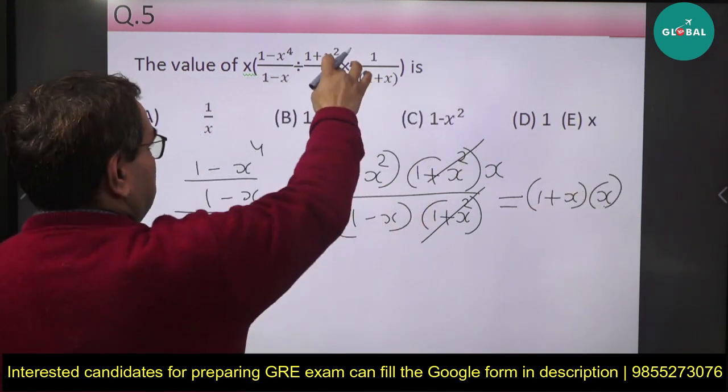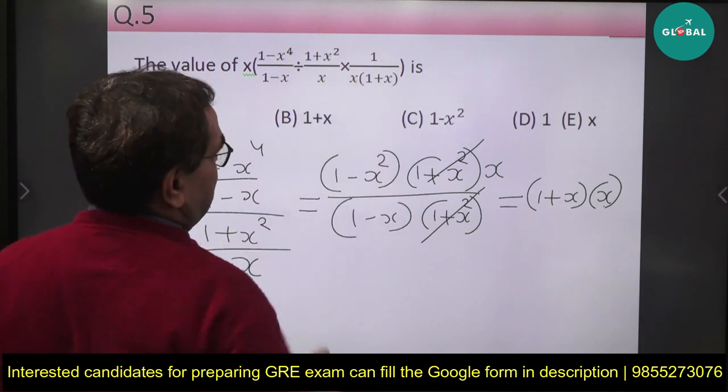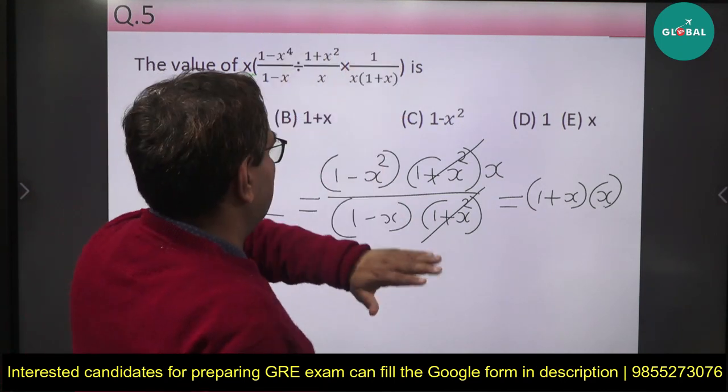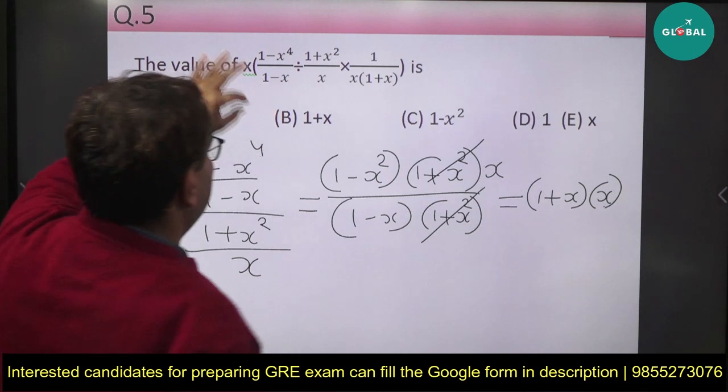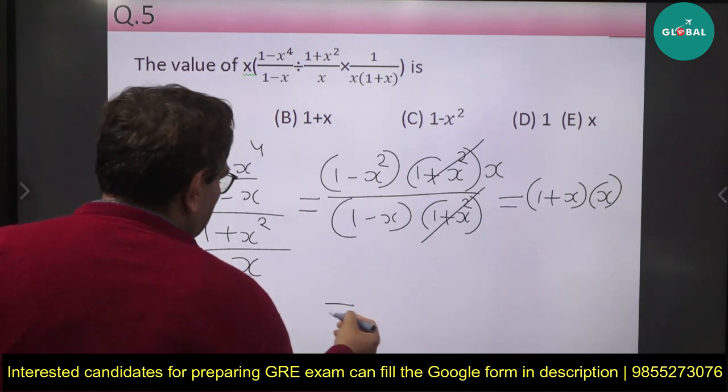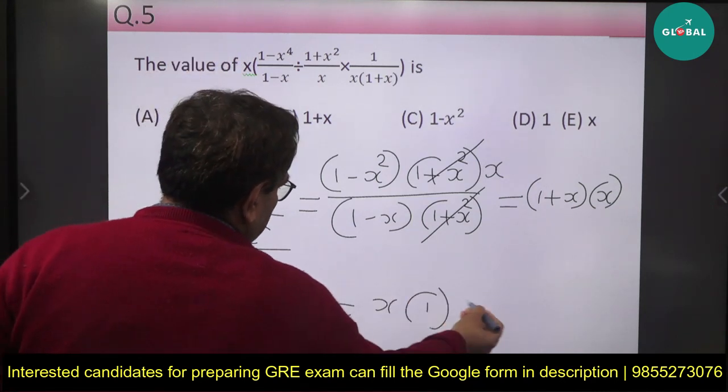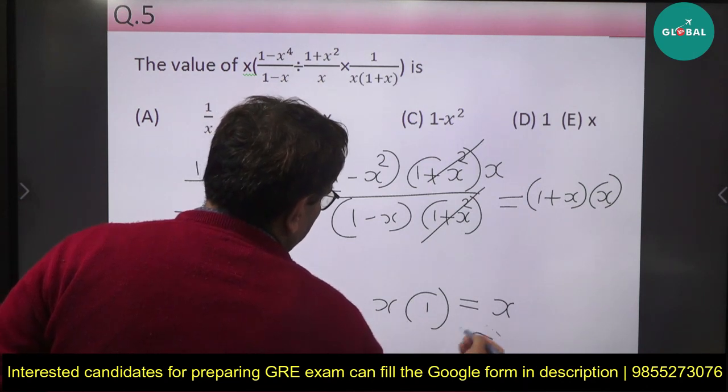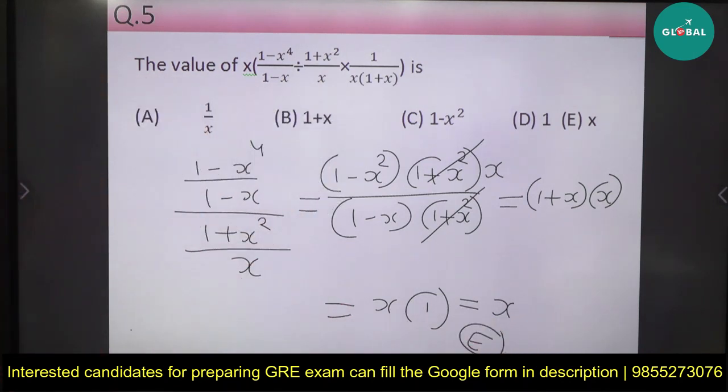Now it is multiplied by 1 upon x into 1 plus x. So this into this becomes 1. Okay, this into this is 1, and outside we have x. So finally we are getting x into 1, that is x. So E will be the right answer here. Option number E is the right answer.